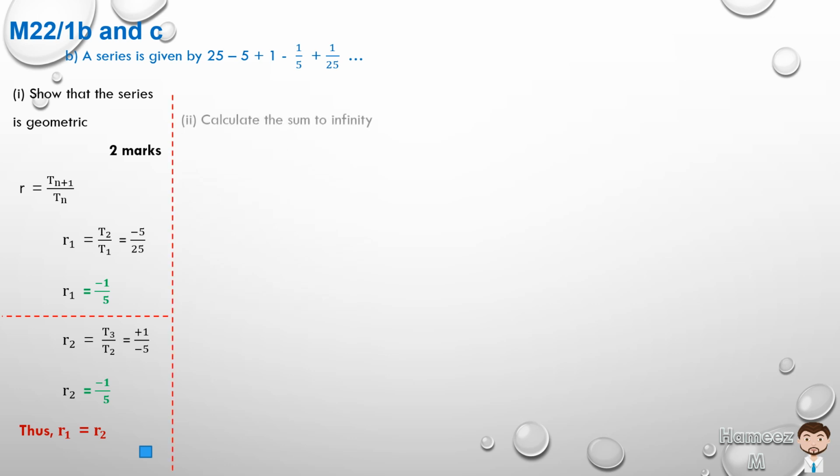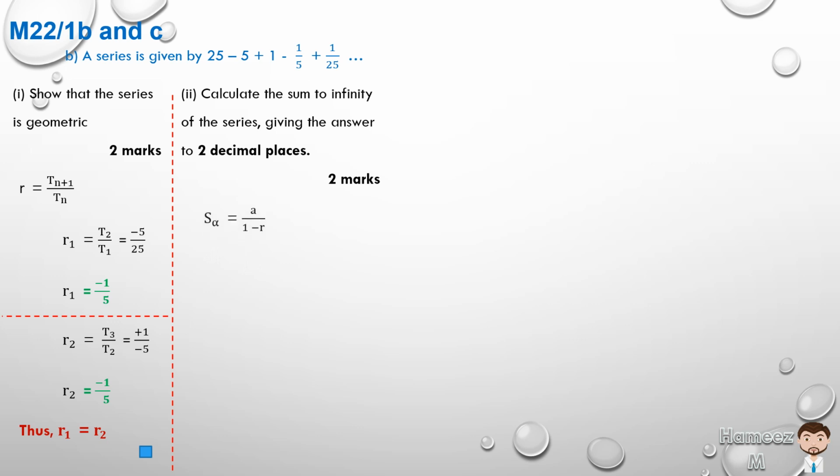Part 2. Calculate the sum to infinity of the series, giving the answer to 2 decimal places. And the sum to infinity is equal to a over 1 minus r. And this is a formula that's given in the formula sheet. So let's substitute because we know a is the first term, and we know r, which we just worked out. So sum to infinity is equal to 25, that's the first term, over 1 minus minus 1/5. And 1 minus minus 1/5 is equal to 1 plus 1/5, which is 6 over 5. So 25 divided by 6 over 5 is equal to 25 times 5 over 6.